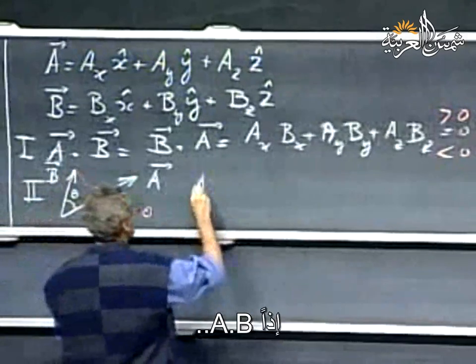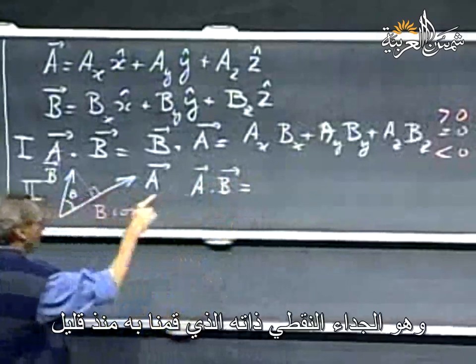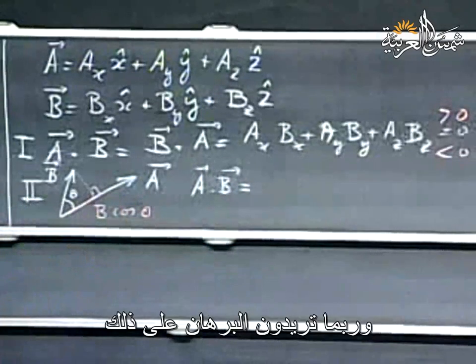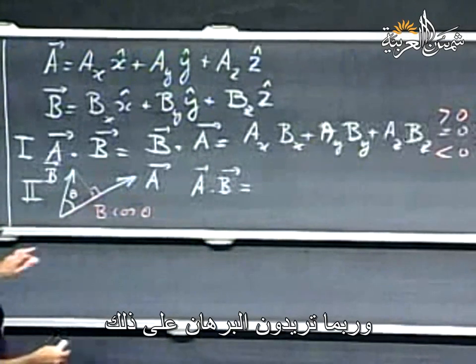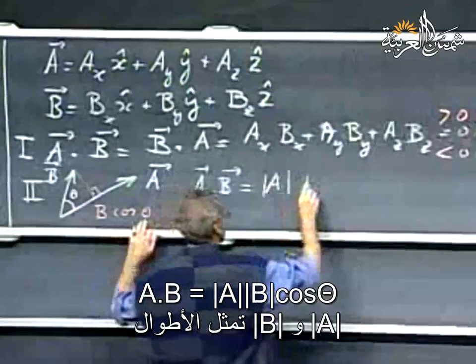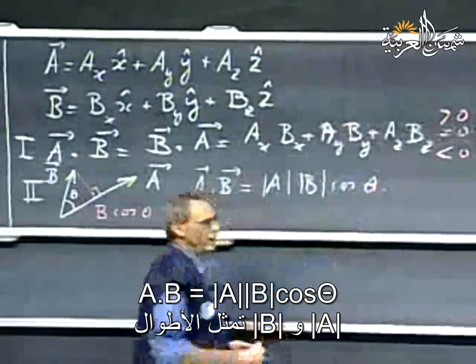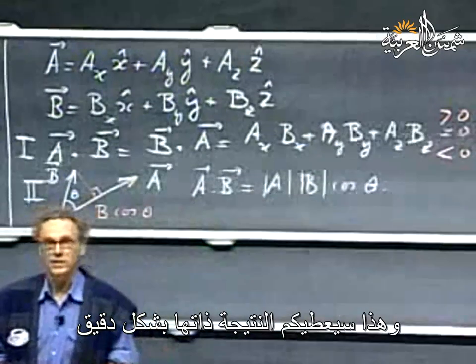And so A dot B, and that is exactly the same, you may want to go through a proof of that. It is the length of A times the length of B times cosine of theta. And that will give you precisely the same result.